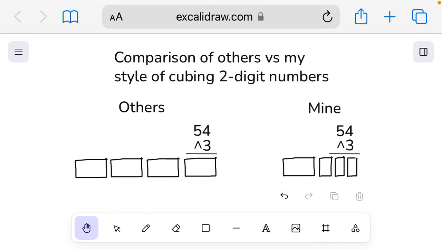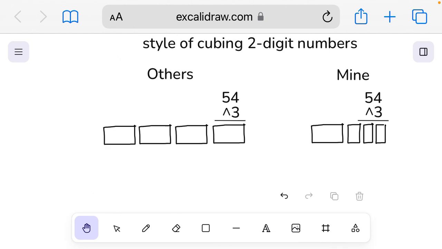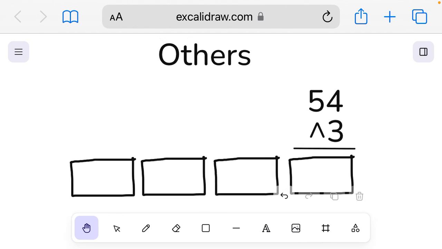Hello, in this video, I'll show you the comparison between the others versus my style of cubing two-digit numbers. So let's get started. Let's start with the others.